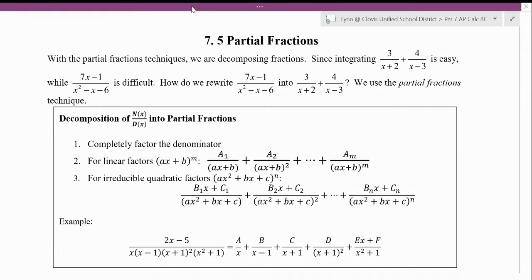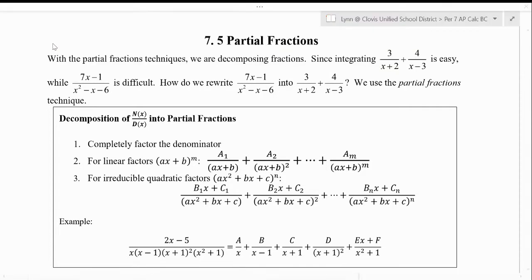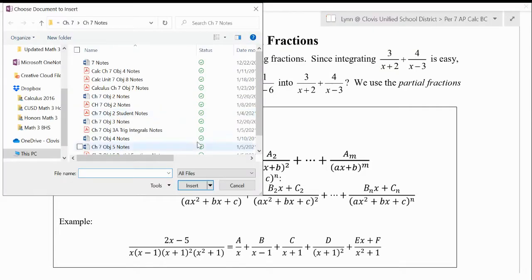Unit 7 is going to be on partial fractions. And so you did work with partial fractions in terms of like the decomposition component.